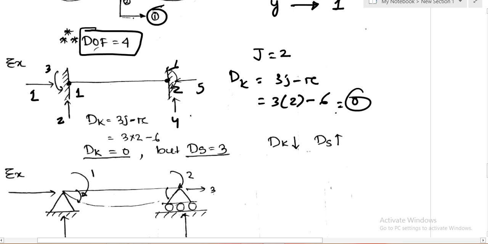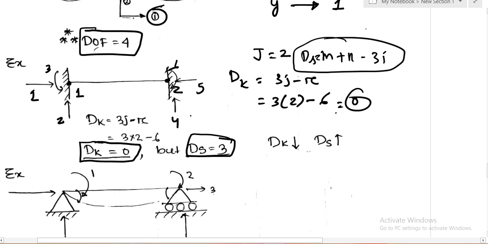So fixed beam has degree of kinematic indeterminacy 0, but static indeterminacy DS is 3. Static indeterminacy is m plus r minus 3j. Static indeterminacy talks about how many unknown reactions are available. Kinematic indeterminacy means the structure cannot move in any direction, neither in translation nor in angular way. Both angular and translation movements are restricted in this structure. I hope it is clear.